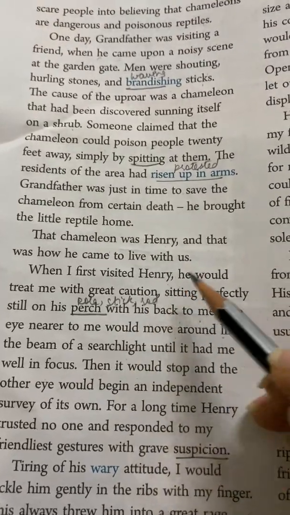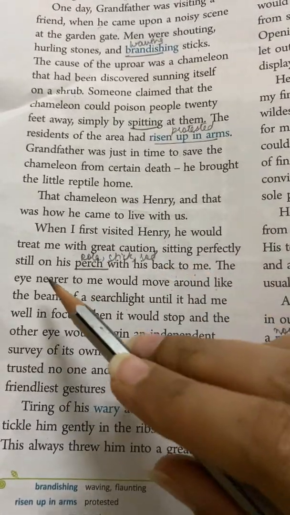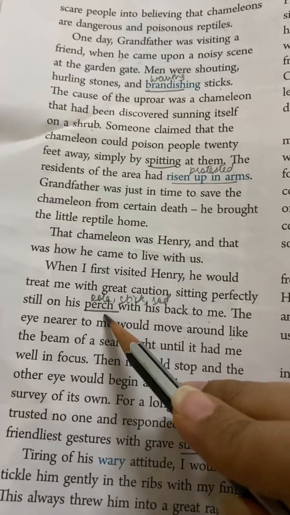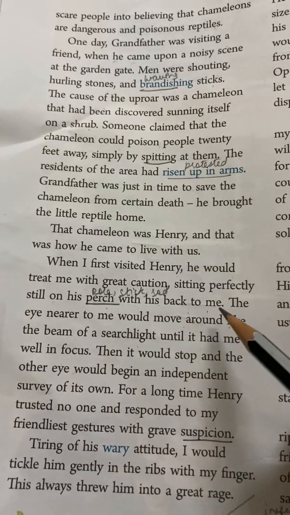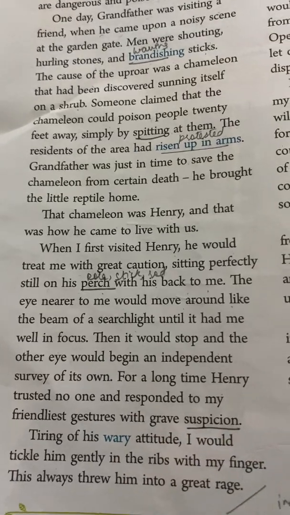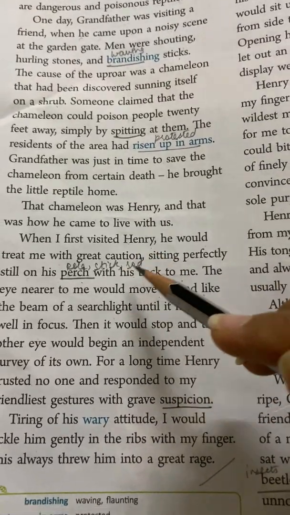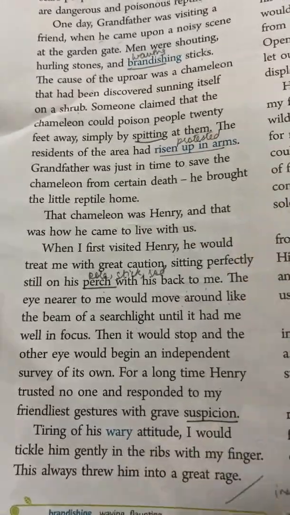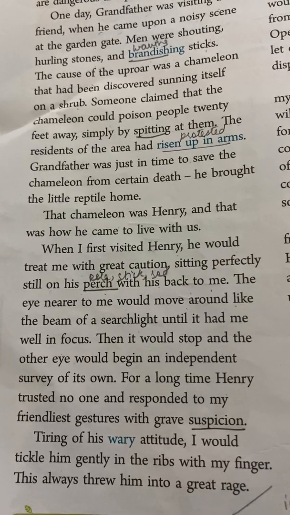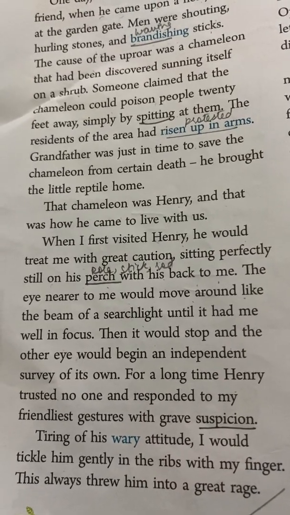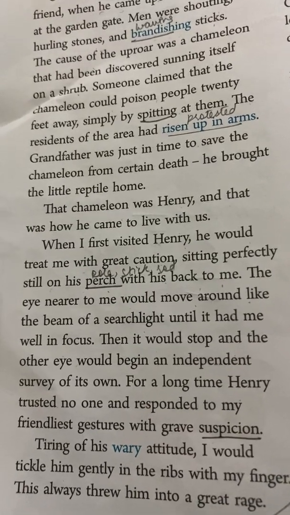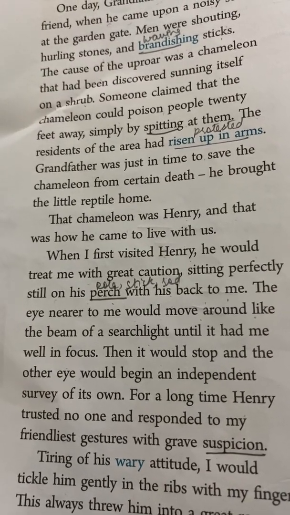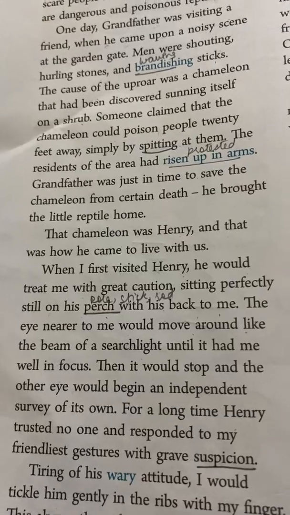When I first visited Henry, he would treat me with great caution, sitting still on his perch, that is on the pole or a stick or whatever they were using to make him comfortable, with his back to me. The writer is saying that when I first went to meet Henry, he was treating me with great caution. Caution means that he was very cautious, like when somebody is sitting near us, and we are so protective against it, that that person should not be allowed to touch or anything like that.